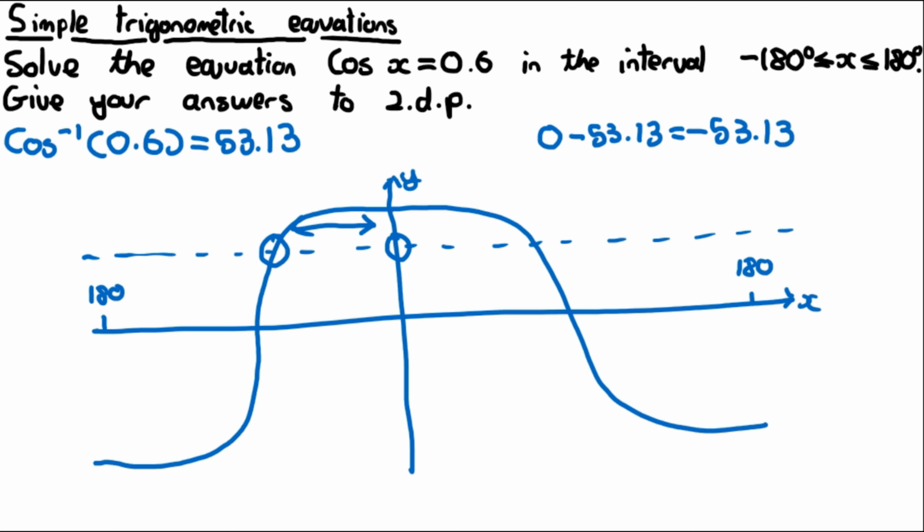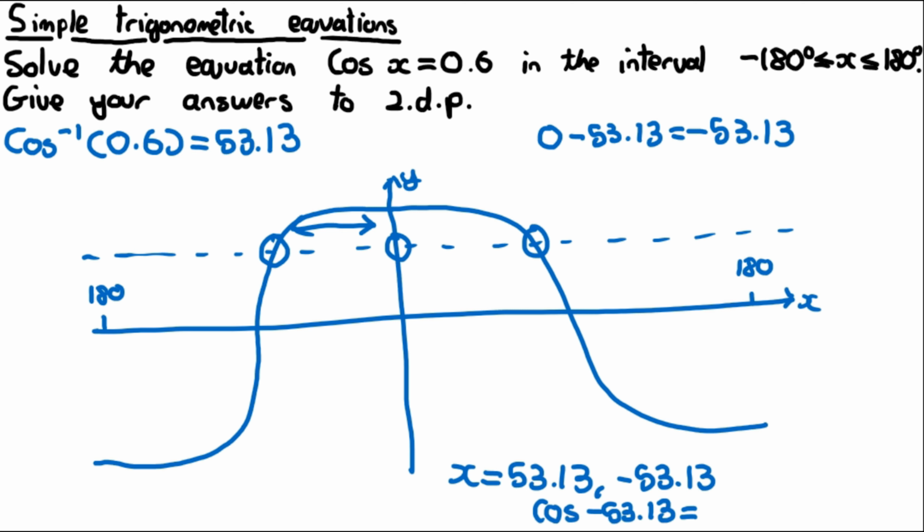So therefore, x is equal to 53.13 here, and the other point is minus 53.13. And again, a good way to check your answer is to do cos of minus 53.13, and it does give out the value that you're expecting, 0.6.